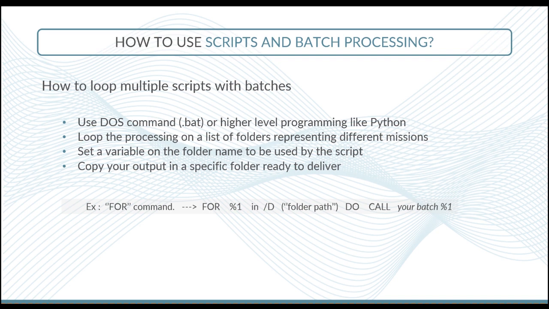Now, one thing you might want to know is how you could loop the script on different projects. Let's say, for example, you have different missions, and you want to run all of these different projects with the script, and loop through these different missions to run the script and the processing. There's a way to do this. Quite easy to do is to use the DOS command batch file, or you can also use Python, for example, if you want to create a program that will call the different Correlator3D scripts and Convert.io.